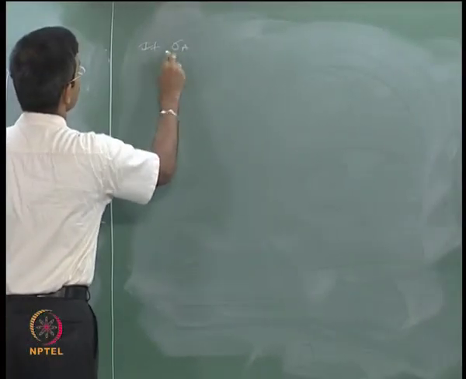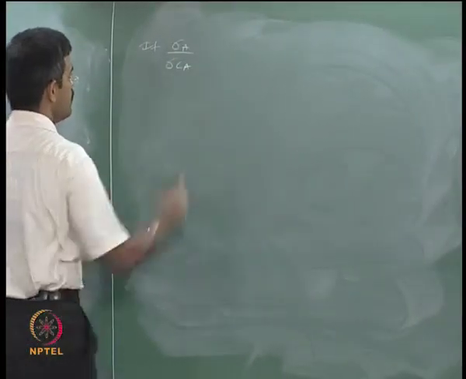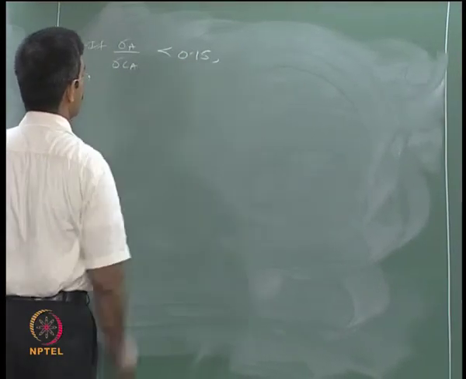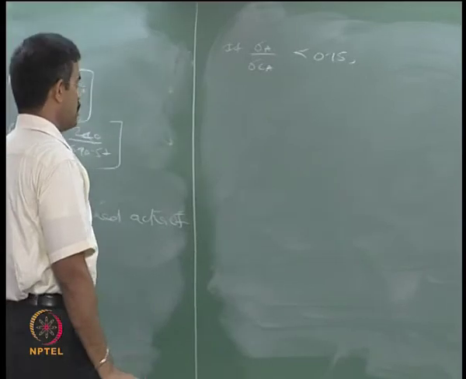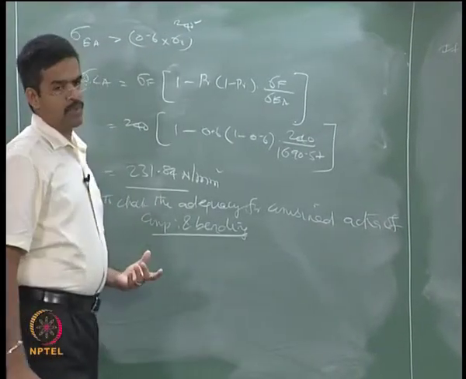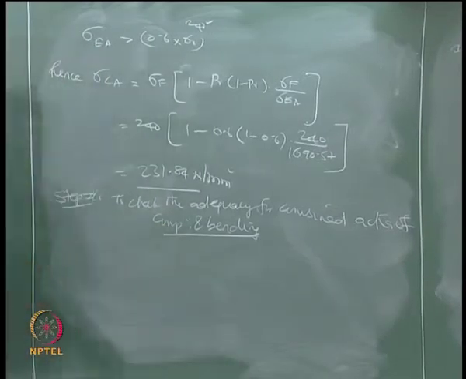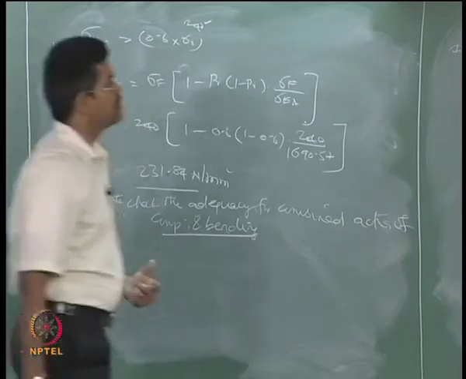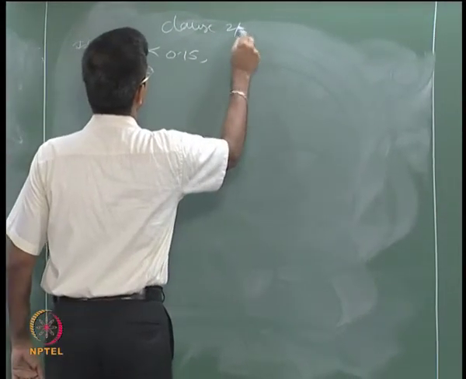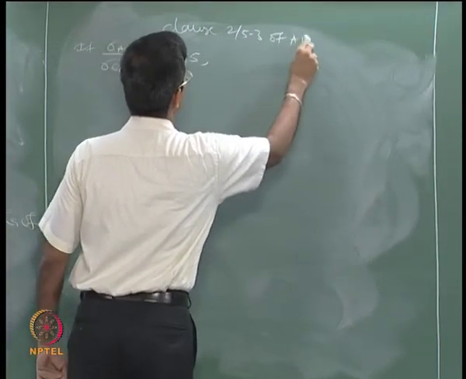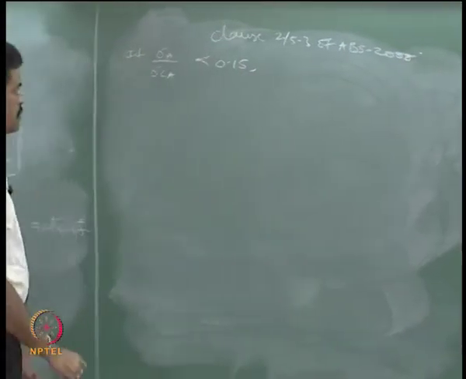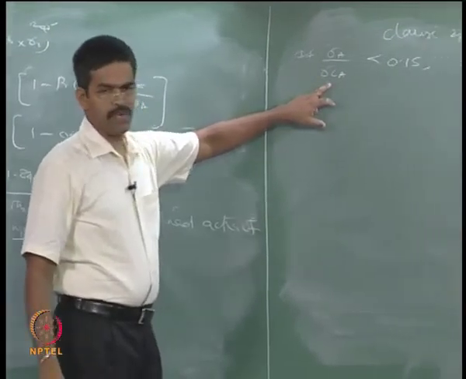If sigma A by sigma Ca is less than 0.15, then the equation for checking this adequacy is different. If it is more than 0.15, the equation is different. This is given in clause 2.5.3 of ABS 2008. Let us check whether this is satisfied or not.